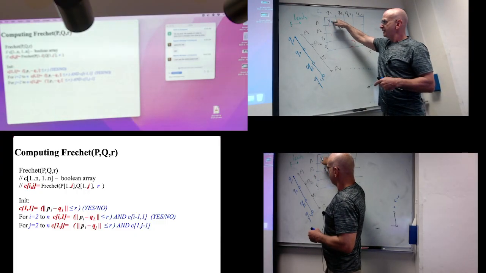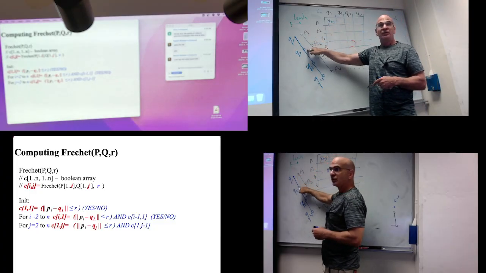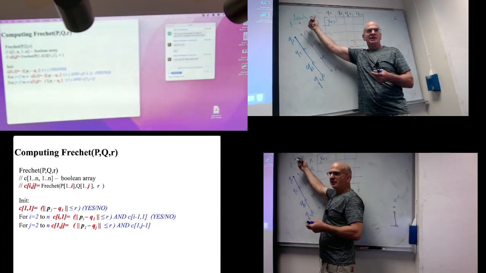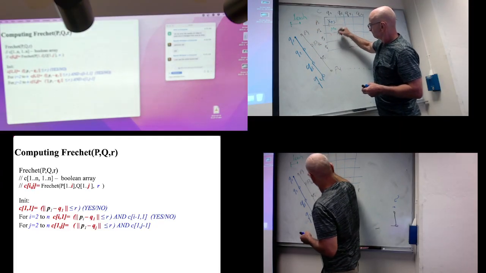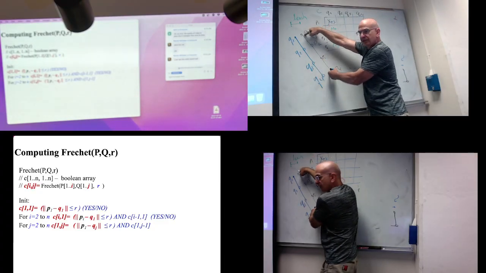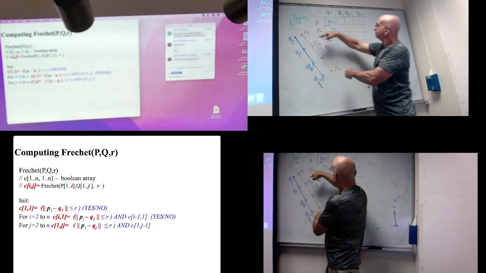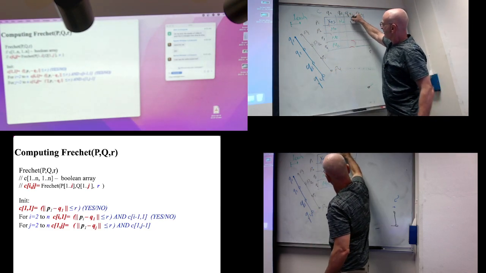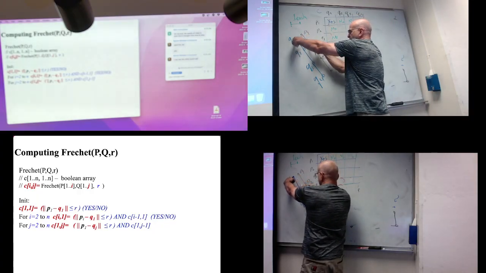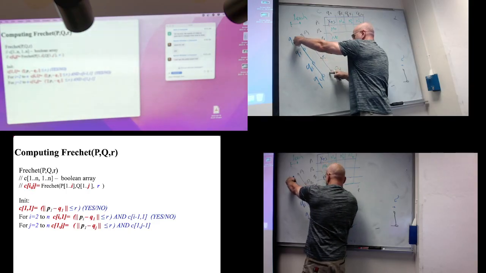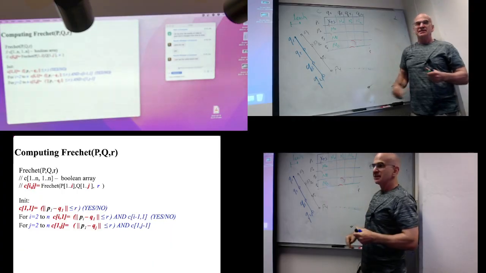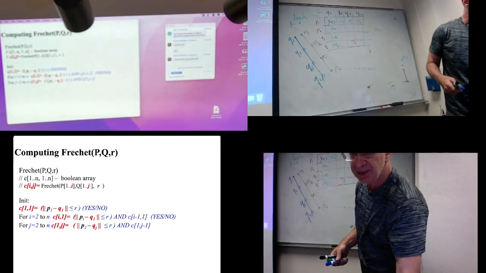I'm still in the initialization. P1 minus Q2, this distance versus this leash. By eye looks like no. Definitely not this one minus this one, definitely not this one minus this one. So this is yes, and similarly no, no, no. When we are checking the distance from Q1 to P1, P2, P3, P4, too long with respect to this leash. So that's what the table looks like after the initialization.